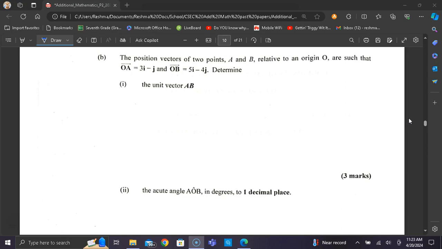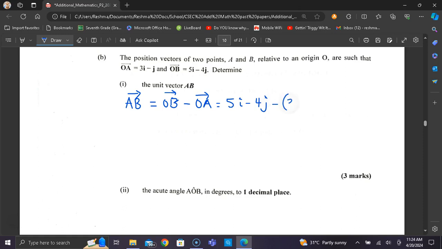So before we determine the unit vector in the direction of AB, first we need to find vector AB. And vector AB is a displacement vector, where B is the endpoint and A is the starting point. So to find a displacement vector, it will be the endpoint minus the starting point. So therefore, it will be OB minus OA. So OB is 5i minus 4j, and we're subtracting OA, which is 3i minus j.